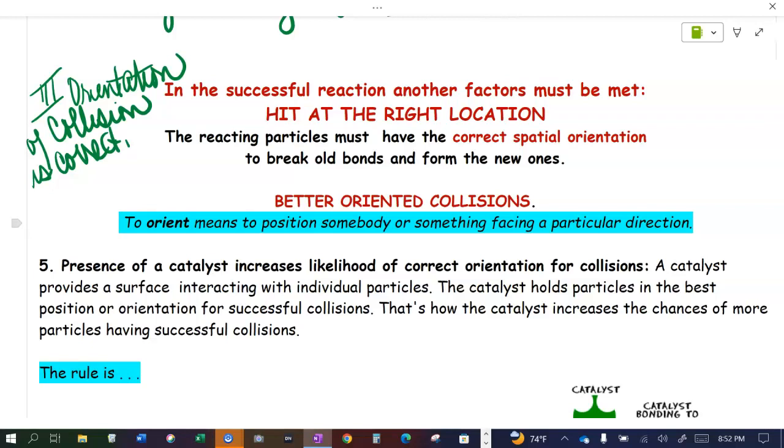Well, the presence of a catalyst. Enzymes are catalysts in the body. The presence of a catalyst increases the likelihood of the correct orientation for collisions. A catalyst provides a surface that interacts with individual particles. So they hold the particles in the best position or orientation to have a good collision. That's how a catalyst is able to increase it.